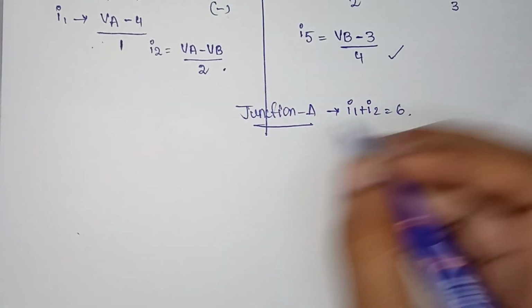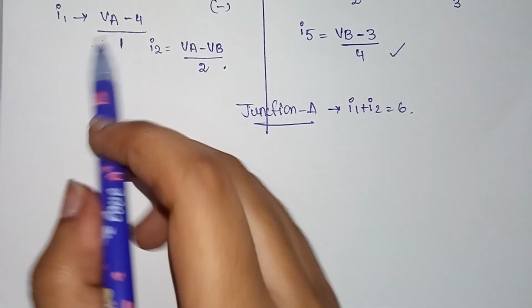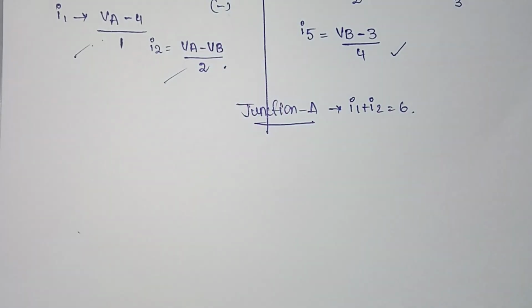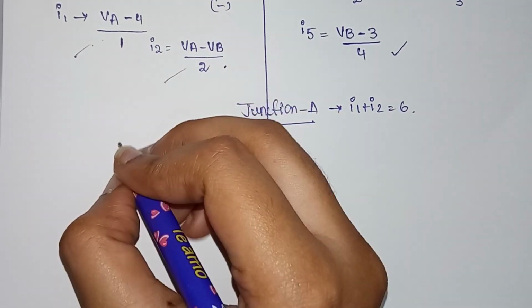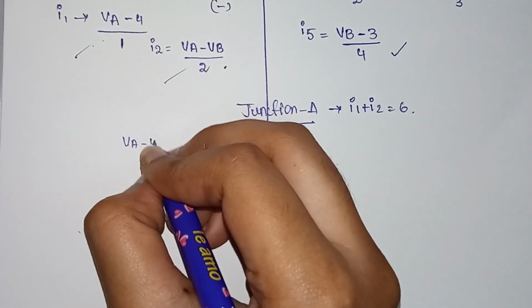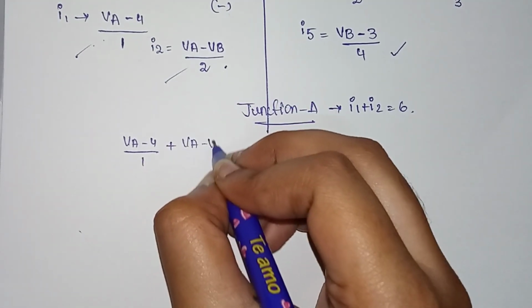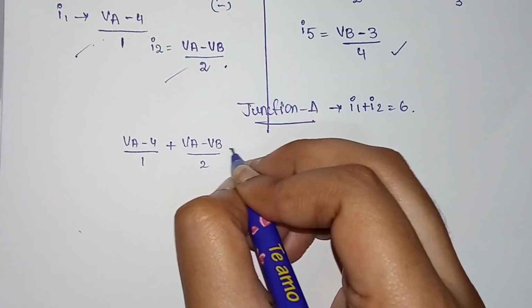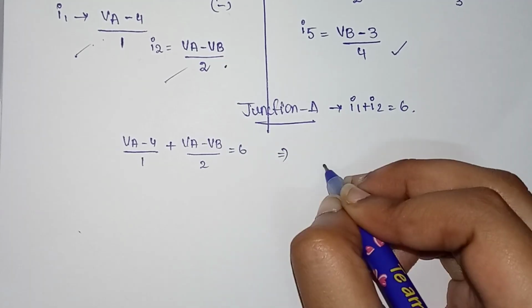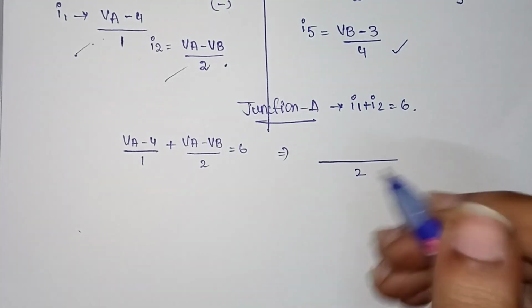So for junction A, if we are finding the values, our equation is I1 plus I2 is equal to 6 for junction A. Now if we substitute I1 and I2, what we'll get? So VA minus 4 by 1 plus VA minus VB by 2 is equal to 6.